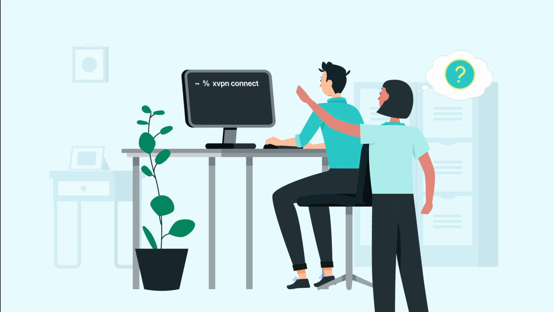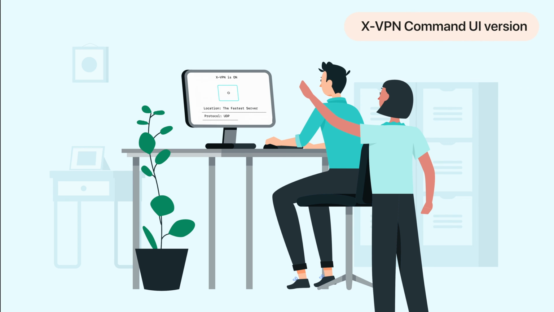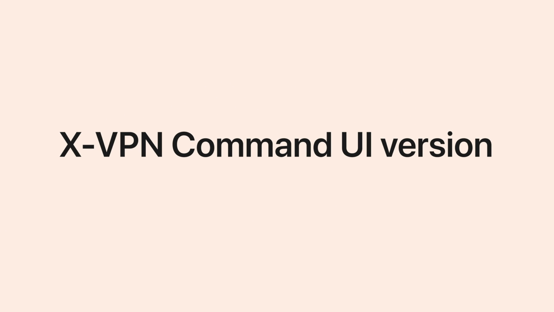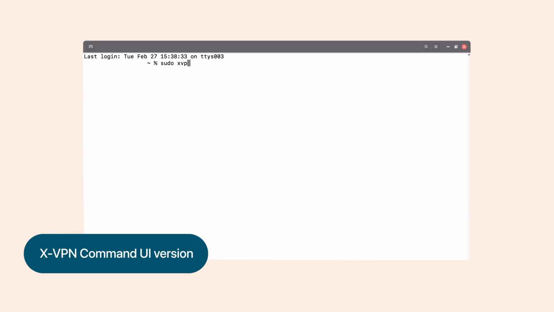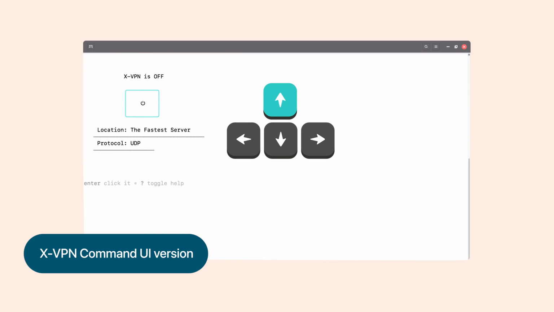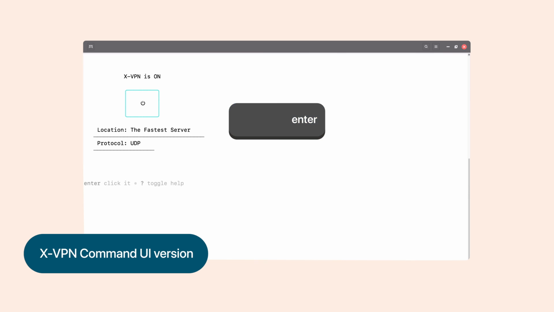If you're not used to using a VPN from the command line, XVPN offers a user-friendly command UI version too. Just type xvpn ui, log into your account, navigate using arrow keys, and select options with Enter. It's that simple.